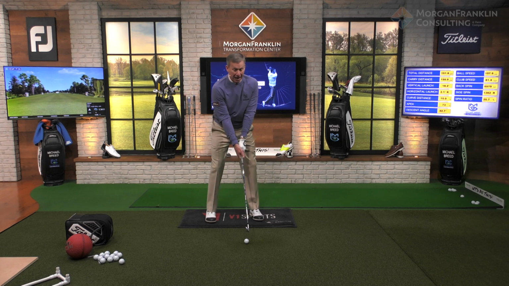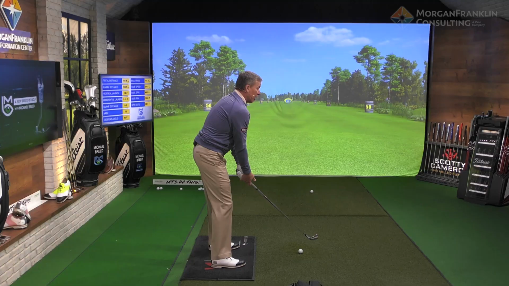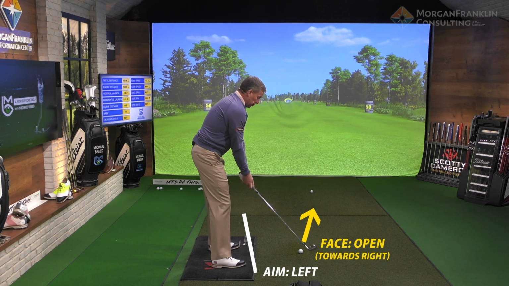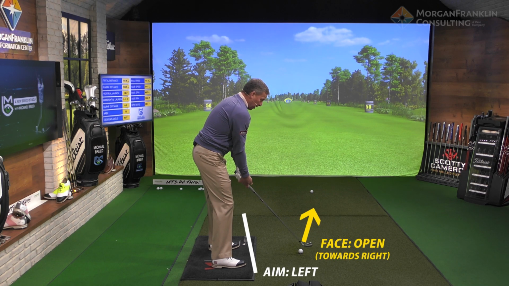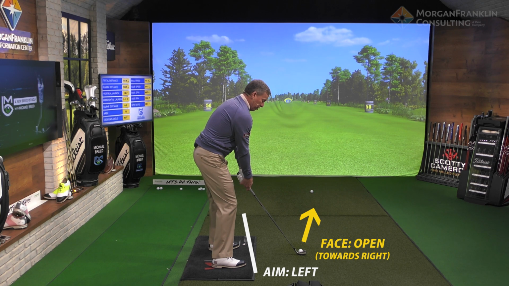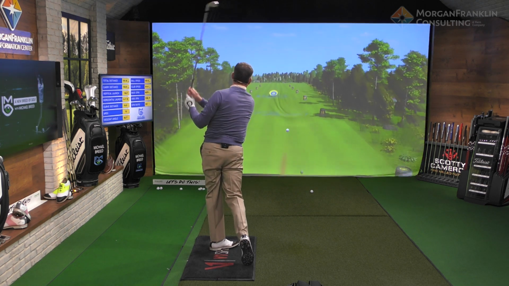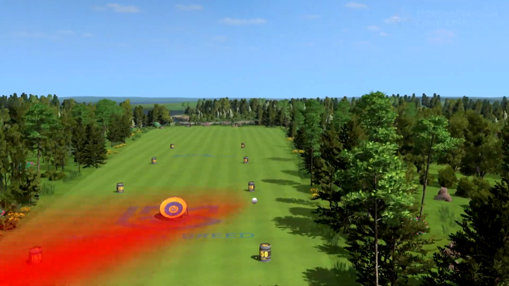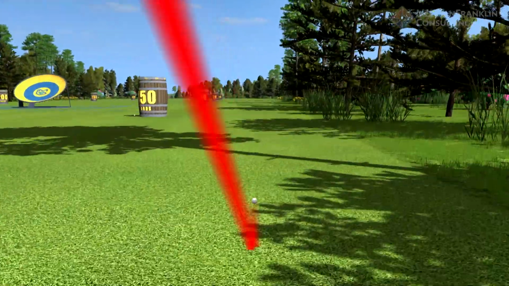Now I'm going to aim. So good down the line there, Gibbsy. I'm going to aim over to the left. So the club face is open, and now I'm going to swing over to the left. So here we go. Now that golf ball curved violently to the right.